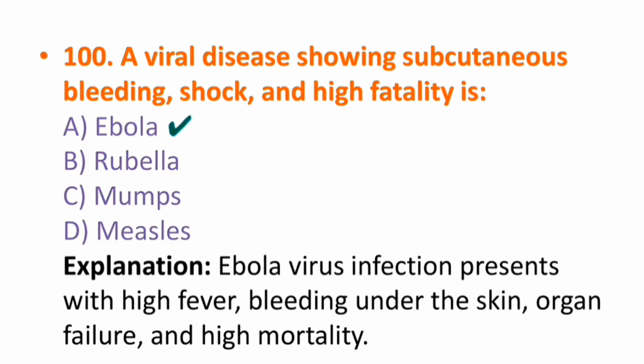A viral disease showing subcutaneous bleeding, shock and high fatality is option A, Ebola; option B, rubella; option C, mumps; option D, measles. The correct answer is option A. Ebola virus infection presents with high fever, bleeding under the skin, organ failure and high mortality.